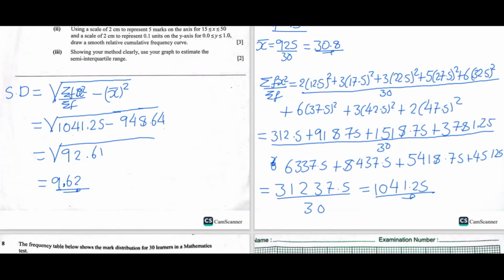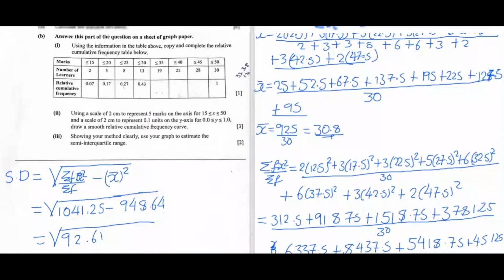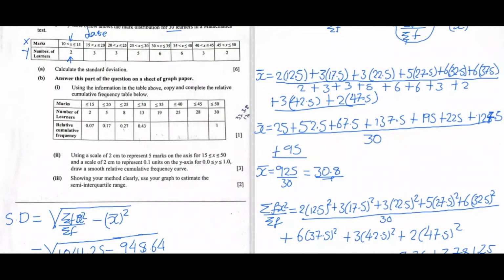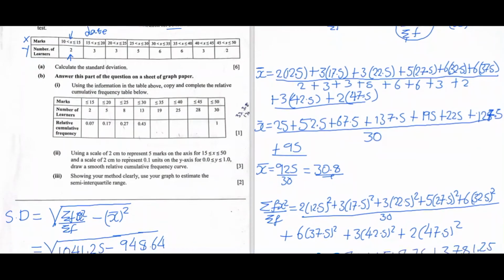So as you can see, this method is simpler and easier compared to the table, because some learners may find it hard to draw a table. So this is how we can find the standard deviation of grouped data.